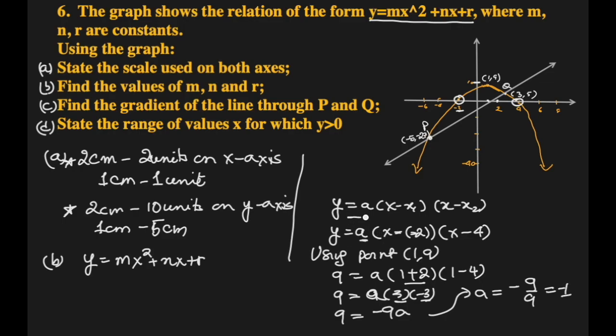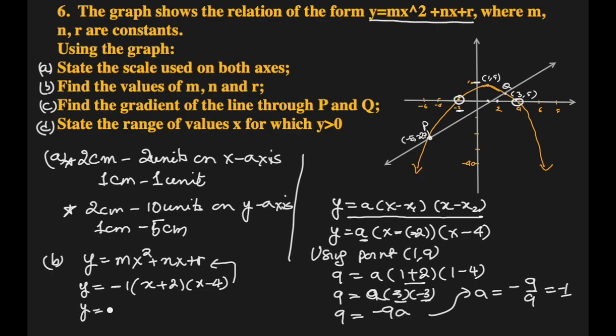And now let's use it here. It becomes y equals, with a as negative 1, and that makes sense. Negative 1 means the graph should open down, and it is opening down. That is good. So y equals negative 1 times (x plus 2)(x minus 4). This was our equation, right? Now we have to match it somehow with this one. For that we'll have to open this.